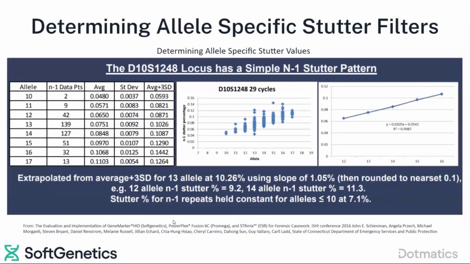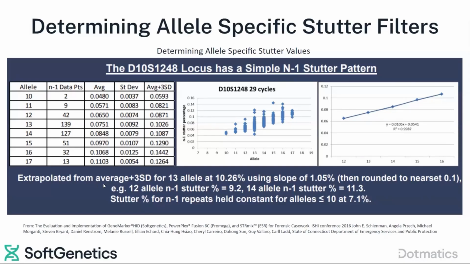So how do we determine that? Here what we did was we relied on a presentation by Dr. John Scheinman and his colleagues at the Connecticut State Lab. They presented this work at one of the ISHI conferences. And he has good detail on how they determine the allele-specific stutter values. Looking at this sample, at one locus here that has a very simple n-1 repeat stutter pattern, you can see it's nice and linear.